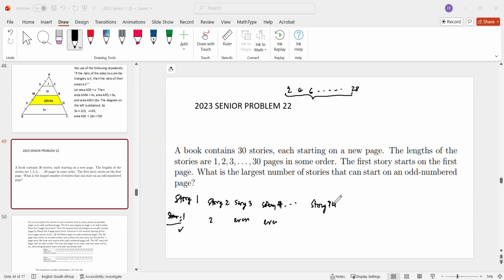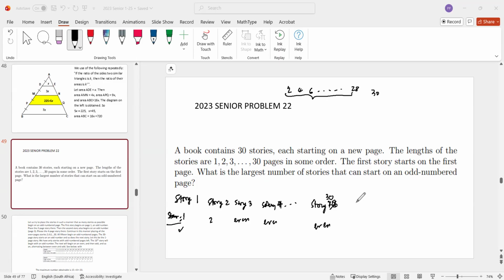I'm sorry, story 28. 2, 4, 6. And that also starts with even, because each one I'm adding an even number to the previous one. I must come to even. And then, let's make it story 30. That's the last even number, 30 stories. Okay, and now I've finished all the even ones.